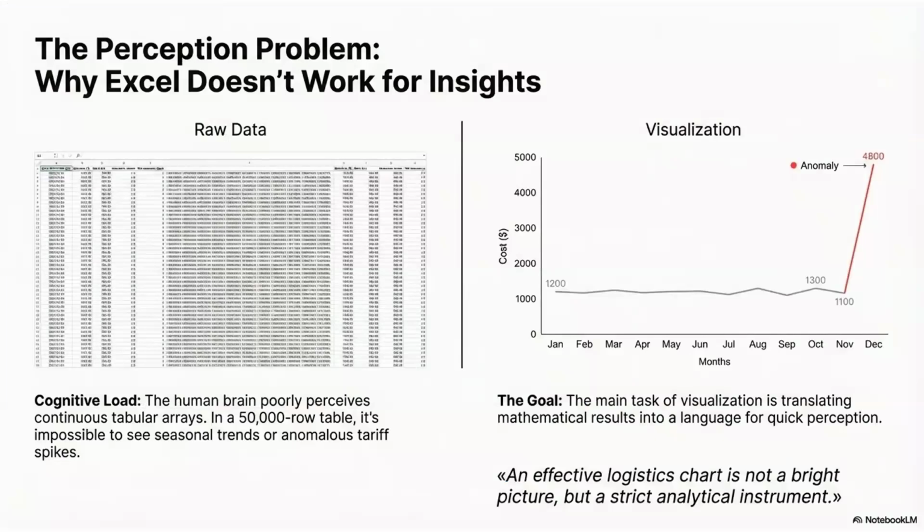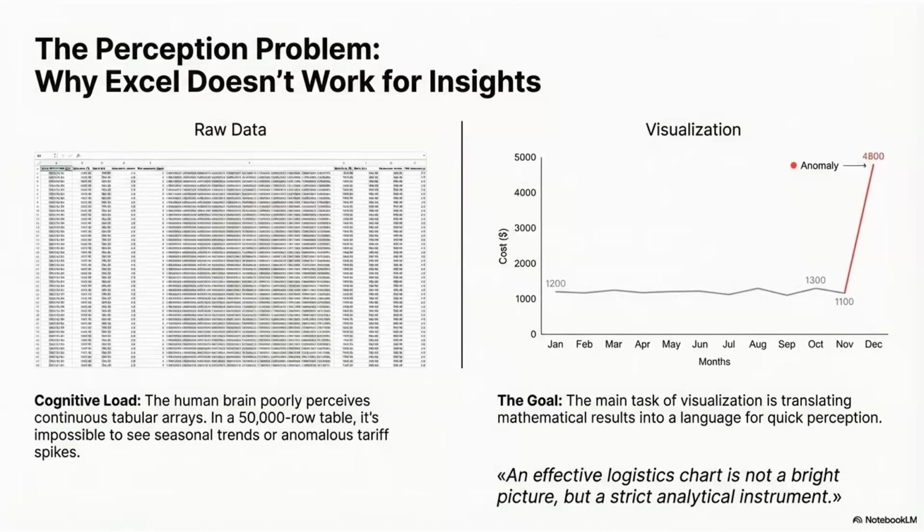Computer systems work perfectly with databases, processing millions of records in a flash. However, the human brain has its own cognitive load limitations and perceives solid tabular arrays very poorly. Imagine a very real situation. A financial director is given a spreadsheet export of 50,000 rows containing transactions of daily transport expenses. In such a huge volume of unstructured numbers, it is physically impossible to see hidden seasonal trends, detect a gradual increase in fuel costs, or sharp anomalous spikes in contractor tariffs.